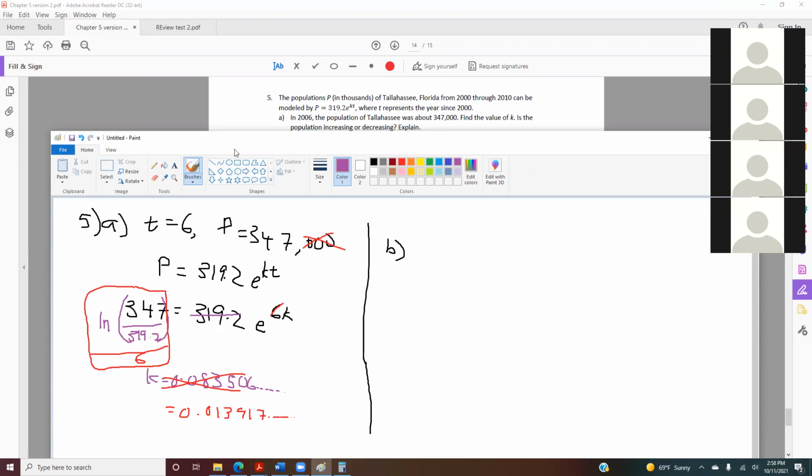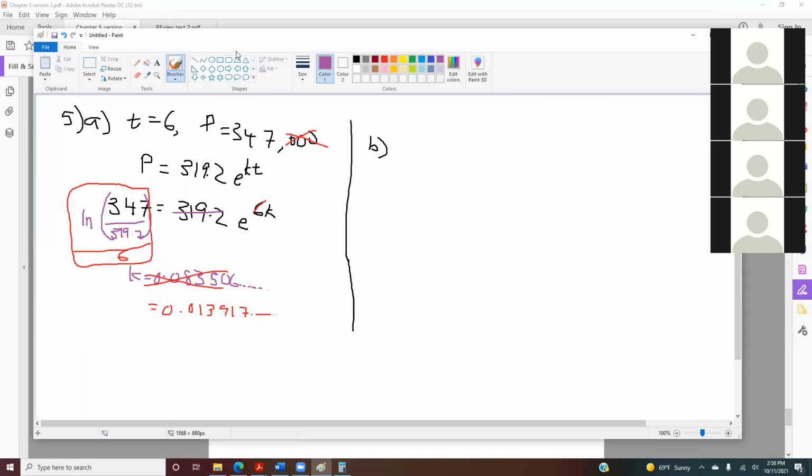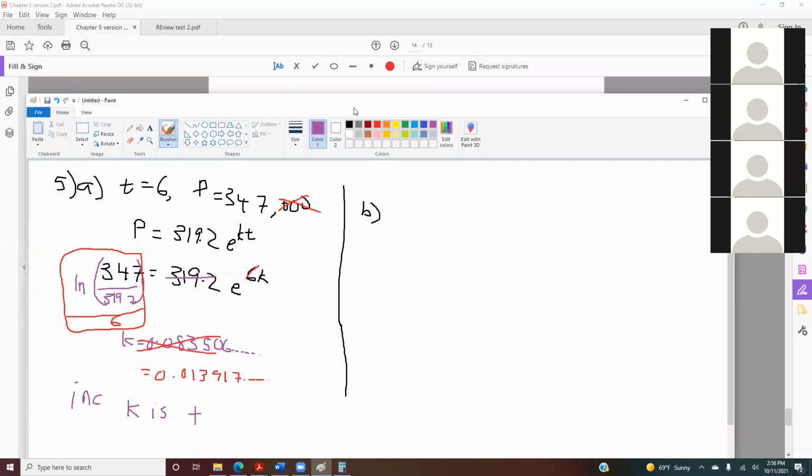K is your rate. Increasing, right? I mean, it would be negative if it were decreasing. Yep. So in this case, this is increasing because your K is what? Positive. Yep. So again, it's like growth and decay. That's what I mean by increasing and decreasing for the population. Part B is asking us, are you guys all right so far?